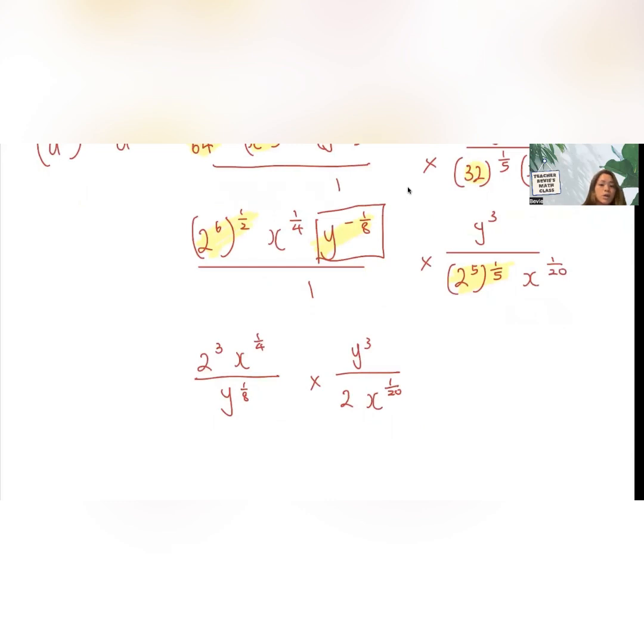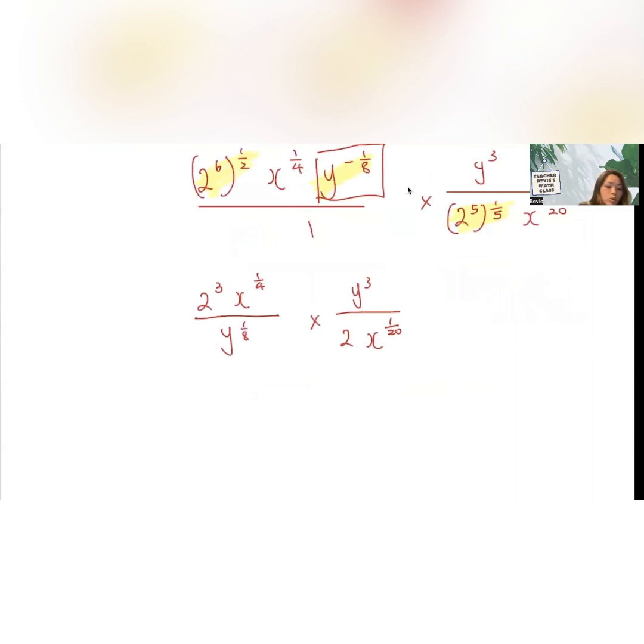I can just do a multiplication of this fraction to simplify this. 2 cubed is 8, x^(1/4), y cubed over, denominator, I'll have 2, x^(1/20), y^(1/8). From here, for the numbers, I can simplify, both divisible by 2. And for the x, I'll be using this law of indices, a^x divided by a^y gives me a^(x-y).